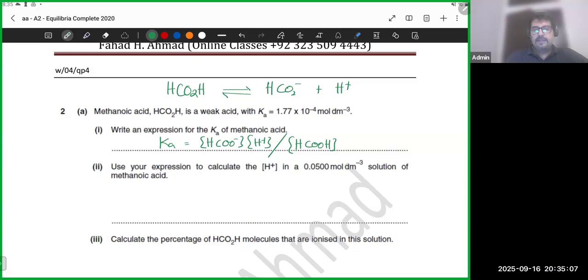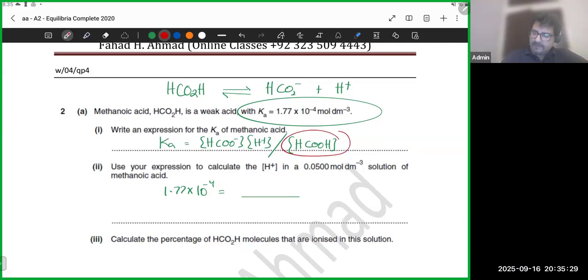Because that's my expression. And use your expression to calculate the H plus one concentration. So we need to calculate. Now remember, we have the K value with us. So I'm going to use this expression. It's 1.77 times 10 power minus 4. I have the acid concentration. The methanoic acid concentration, that's given over here, that's 0.05. What I don't have is the numerator. But remember, both of these ions will be produced in exactly the same amount.